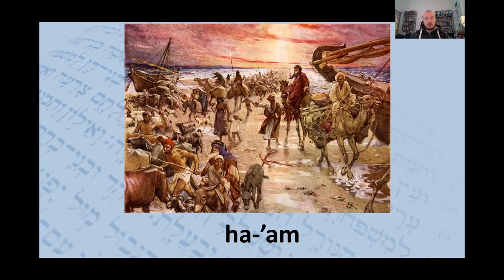Now here's the word for the people. Have a go at pronouncing that. So the people is pronounced in Hebrew ha'am, beginning with that glottal stop, ha'am, the people. So just people is am, and then the people is ha'am.